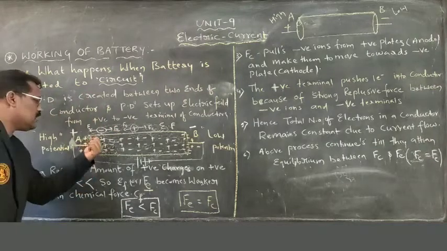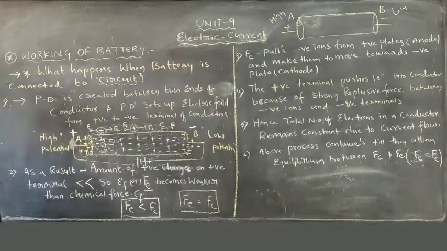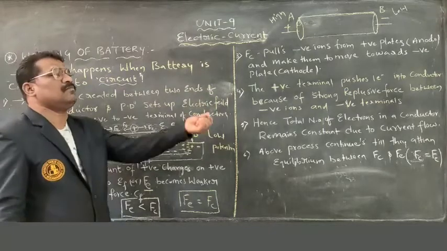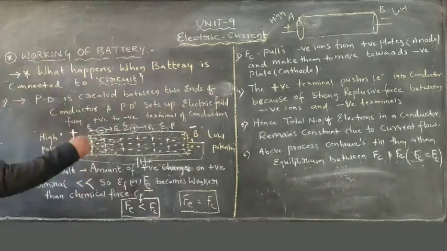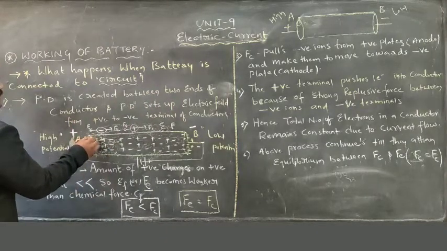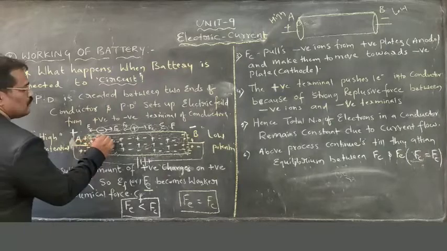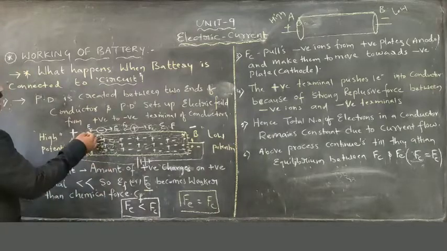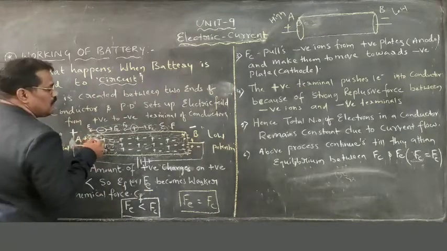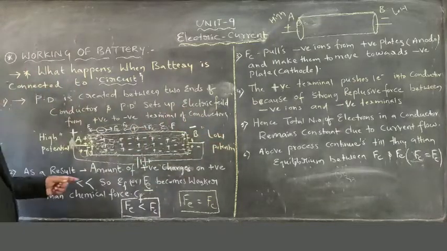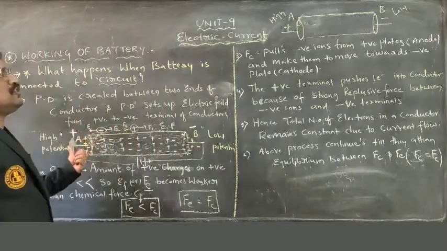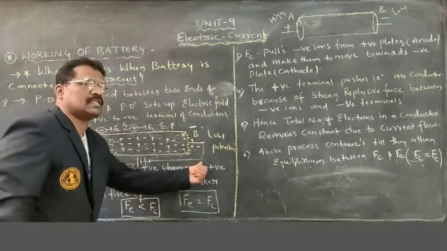As the negative ions are attracted towards the positive plate, what happens there? A force acts upon these negative charges. That is nothing but the chemical force. The chemical force acts upon the negative charge and allows that electron to be pulled away and moved towards the negative plate. Simultaneously, it pulls the negative ion from the positive plate, the anode, and allows it to move towards the cathode.